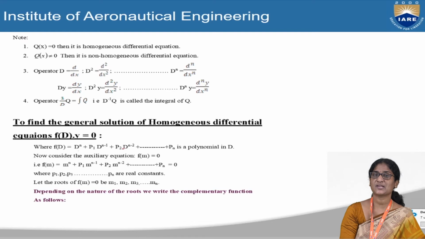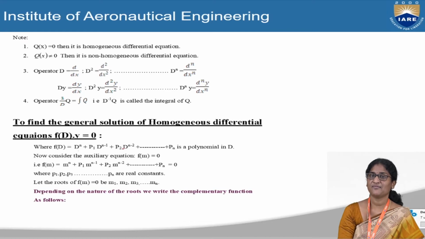I'll repeat once again the procedure. Whenever you don't have a Q of x function on the right hand side, the differential equation is called homogeneous. For homogeneous equations, we don't have to find the particular integral. We have to find only the complementary function. How to obtain the complementary function? The complementary function is obtained by solving the auxiliary equation.